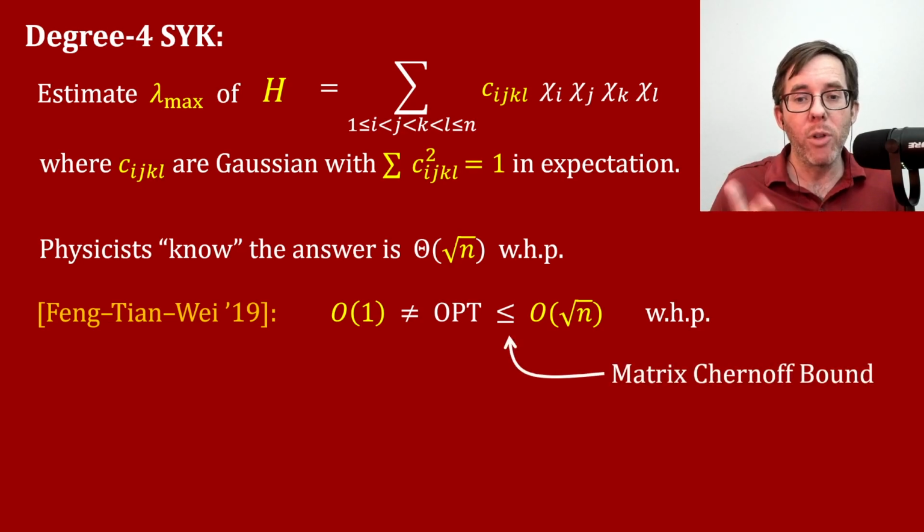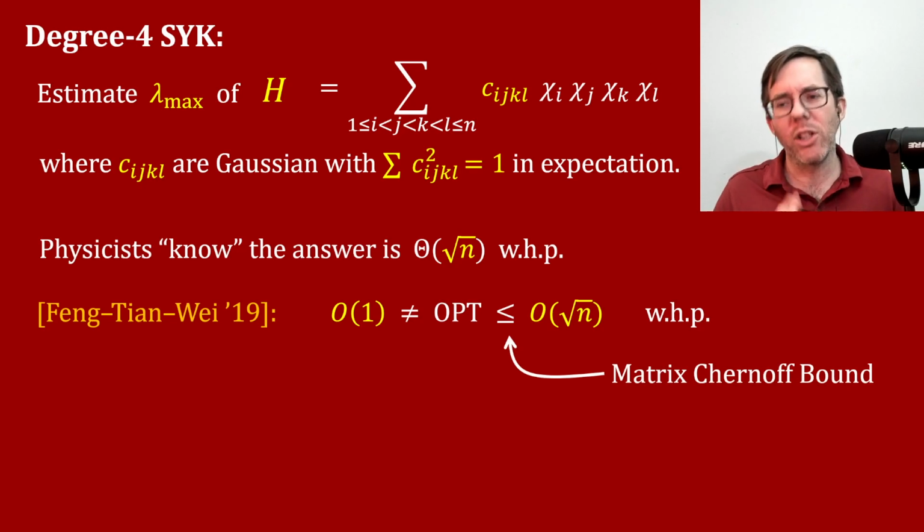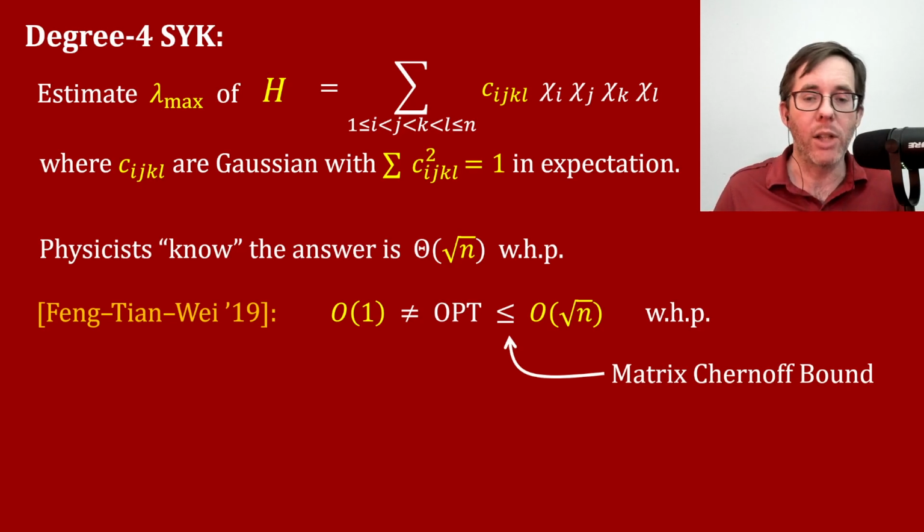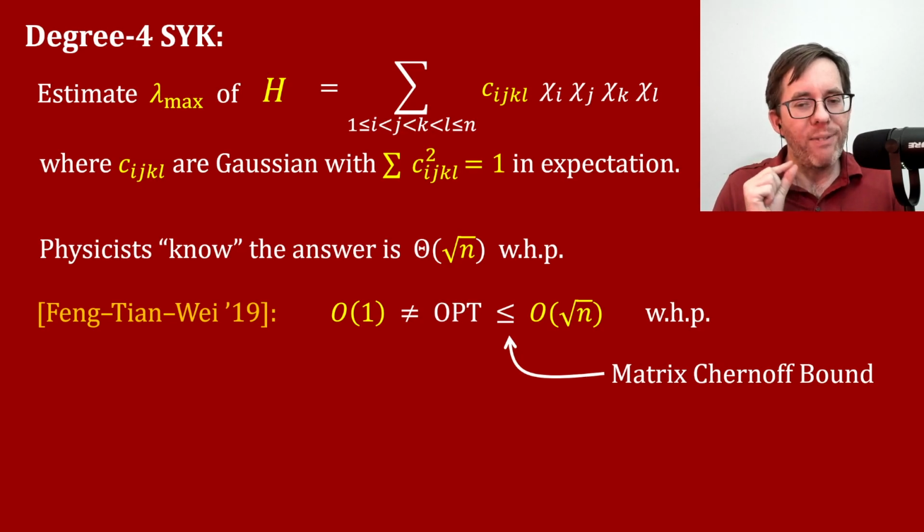Now, this upper bound can be proven using a matrix Chernoff bound. That's not actually how the authors did it. They did something simpler, actually, but matrix Chernoff bound works. Now, this upper bound tells you that before you draw the coefficients C at random, you know it's very likely the resulting H will have max eigenvalue at most square root n.